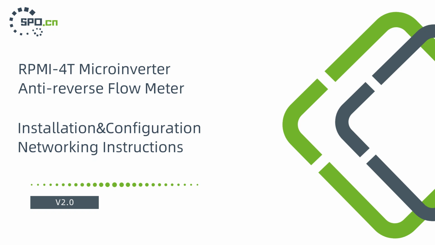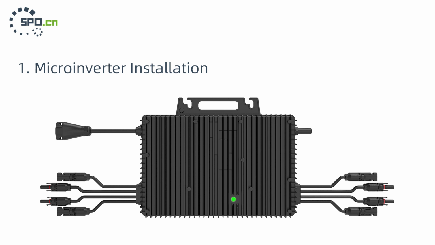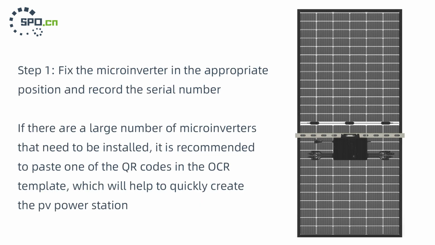RPMI 4T microinverter, anti-reverse flow meter, installation and configuration networking instructions. 1. Microinverter installation. Step 1. Fix the microinverter in the appropriate position and record the serial number.